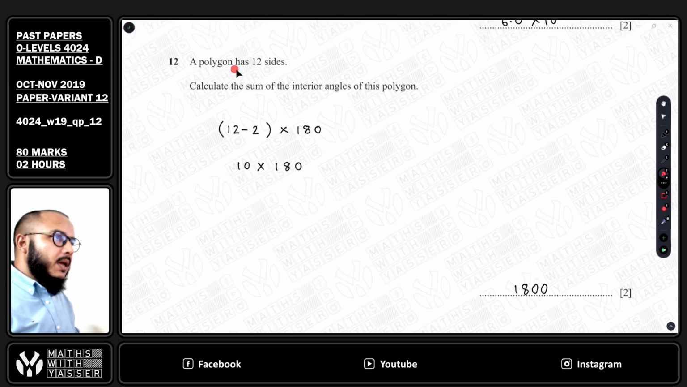Question number 12. A polygon has 12 sides. Calculate the sum of the interior angles of this polygon. When we are asked to find the sum of the interior angles of this polygon, we can think of this formula, which is n minus 2 times 180. That gives us the total sum of all the angles inside a polygon. Since we have 12 sides, this will be 12 minus 2 times 180, which is 10 times 180, and that should be 1800.